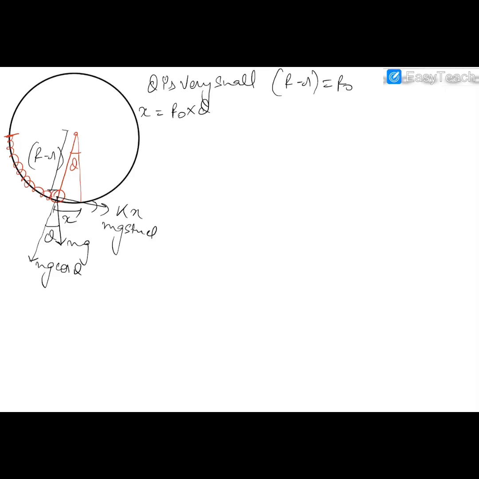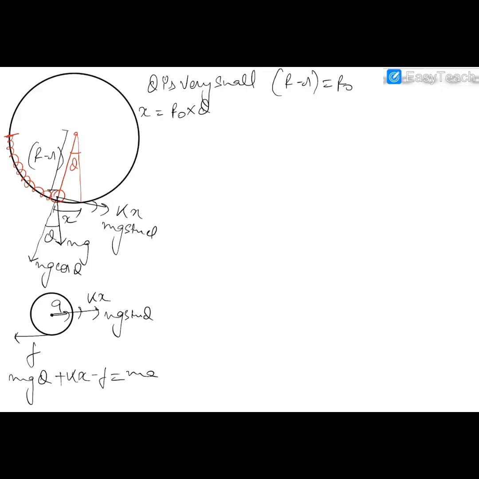Okay, so if we draw the disc separately, then we can say that on the disc a force is acting which is mg sine theta and kx, and friction will be acting in the backward direction because the disc will roll like that, and the acceleration of the disc will be a in this direction. So we can say that for small angles we can write sine theta as theta. So mg theta plus kx minus f equals ma.